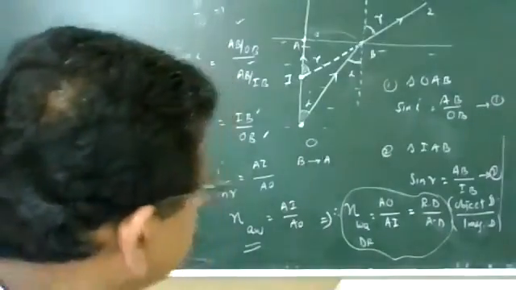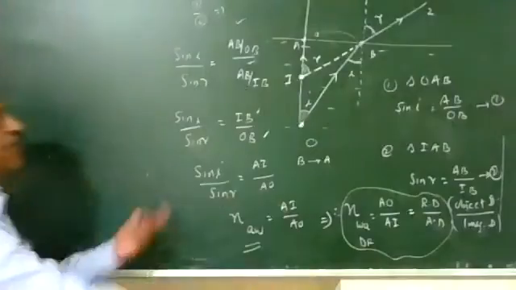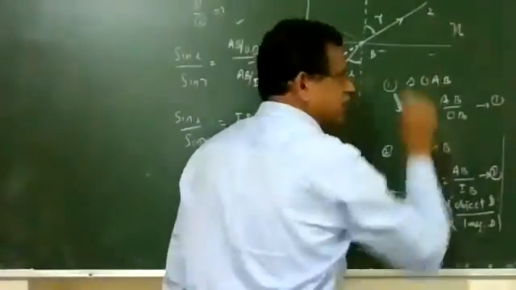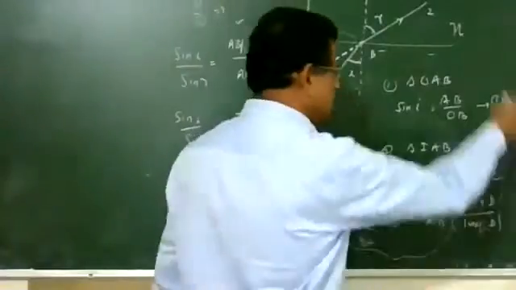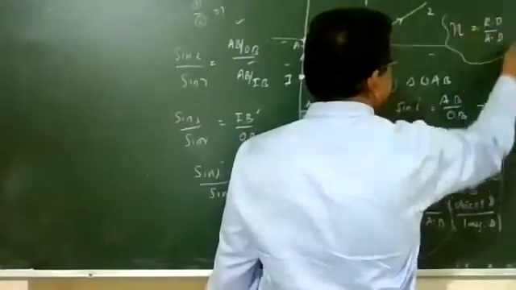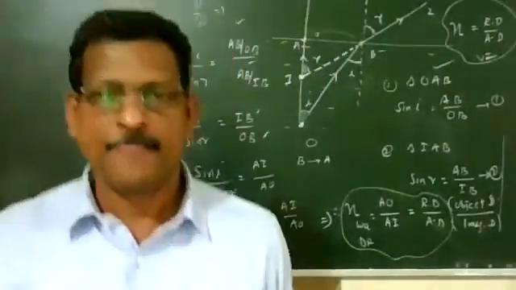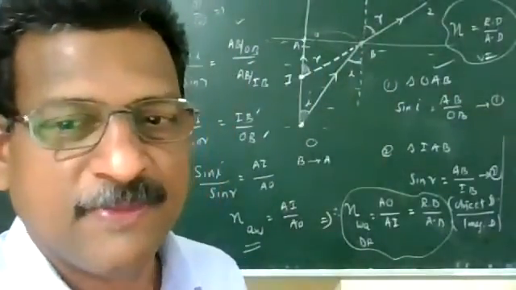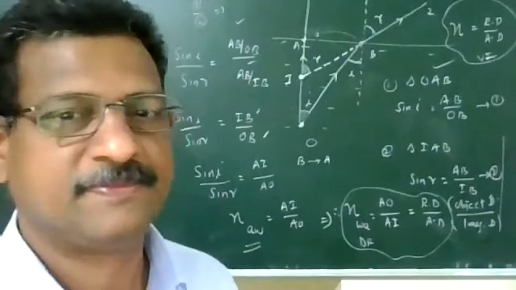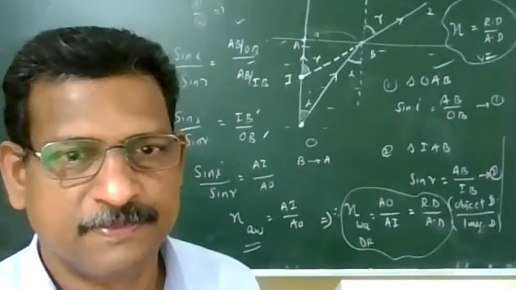So the final equation you have to remember, written in general form: the refractive index, when going from denser to rarer, is equal to real depth upon apparent depth. Very important. The condition is that refraction is from denser to rarer, and the object is in the denser medium. I think it's clear.